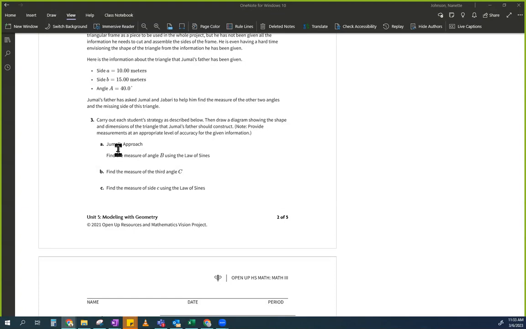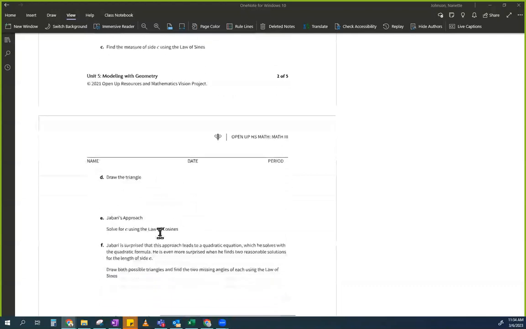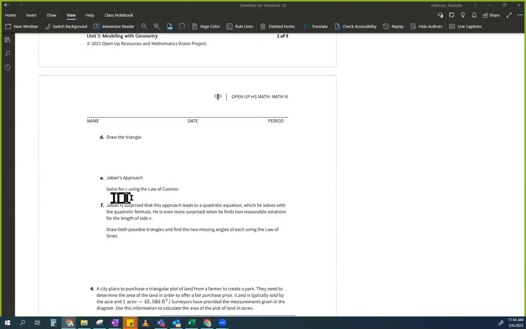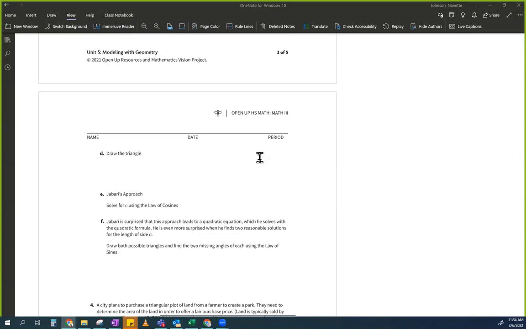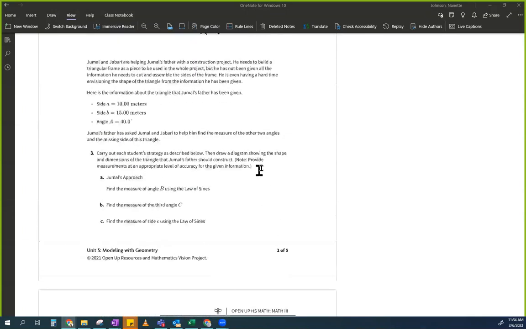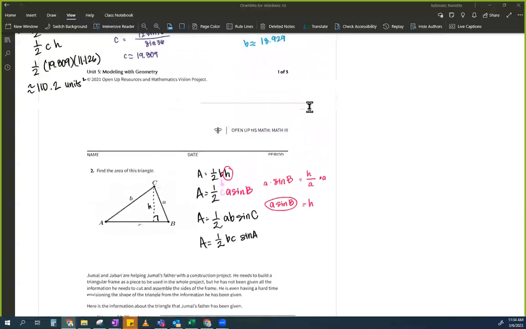So Jamal's approach is to first find the measure of angle B using the law of cosines, then find C using the law of sines. Versus Jabari's approach, which is using the law of cosines. Because we've never used the law of cosines, it's not on the test. But I wanted to show you just in case some of you wanted to use it. If you know how to use the law of cosines, it could help you on the test, but it's not necessary. So I'm going to grab my law of cosines.